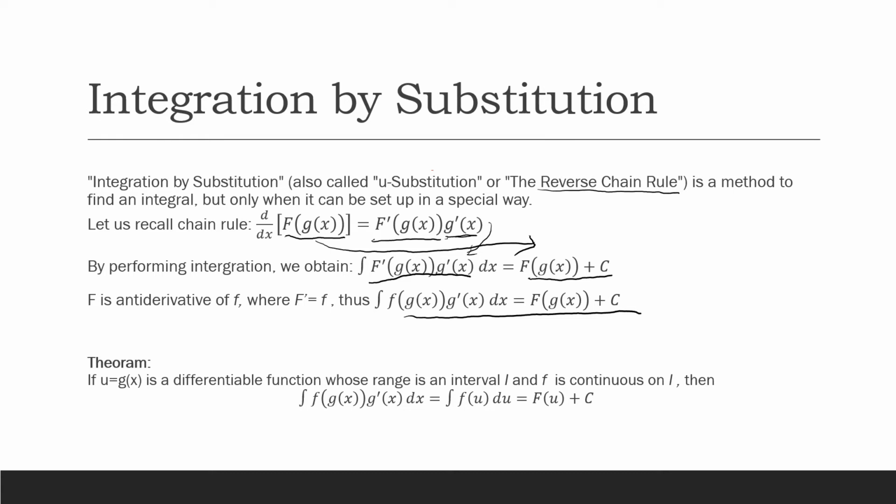Let's see the theorem. If u equals g(x) is a differentiable function whose range is an interval I and f is continuous on I, then we get this. If we integrate this, which is also the same as this, we get the final result, which is this function of u plus c. And last, we have to substitute u back with the expression from the question.